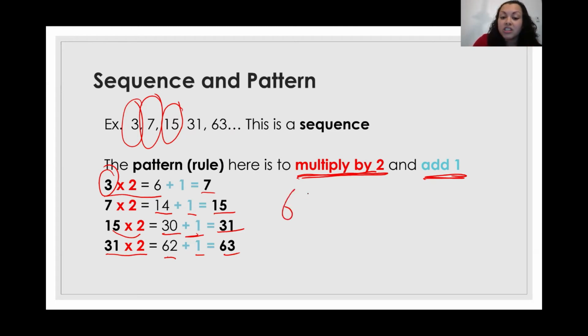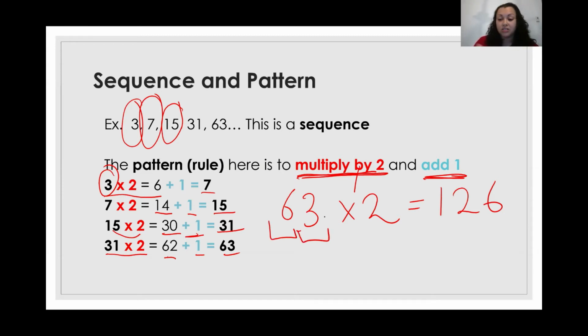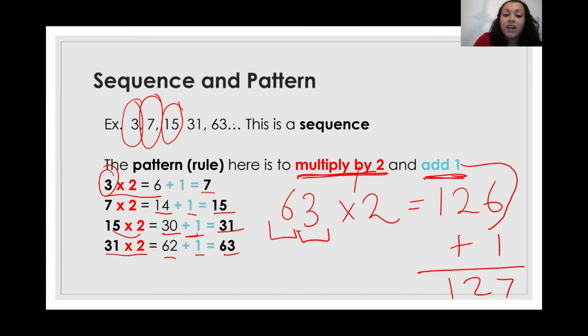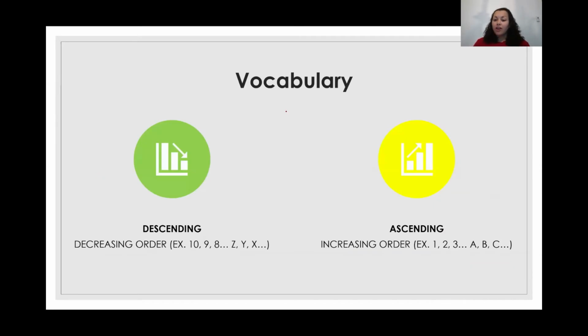So we know that we have 63, and then we multiply it by 2, which would end up getting 126. Again, 60 times 2 is 120, and 3 times 2 is 6. So 126, and then we add 1, and we get 127. So the next number in the sequence would be 127, and it could keep going. So again, in order to find the next number in the sequence, we just use the pattern or the rule that we're given.